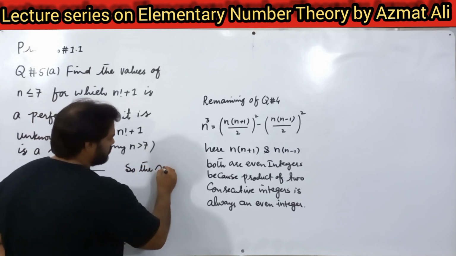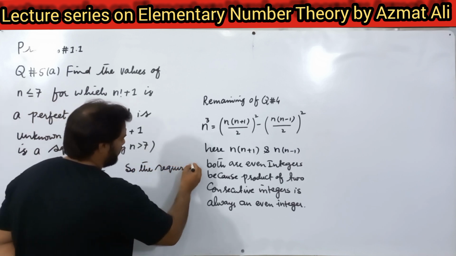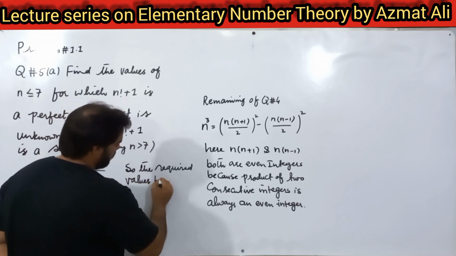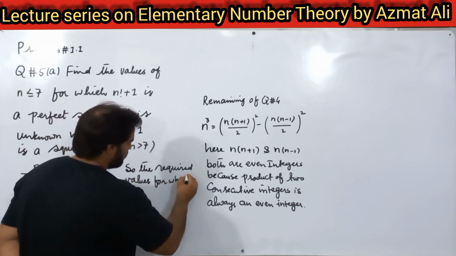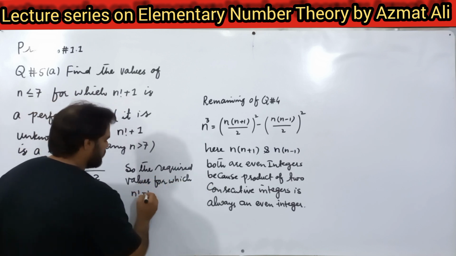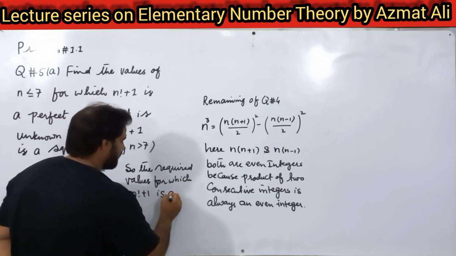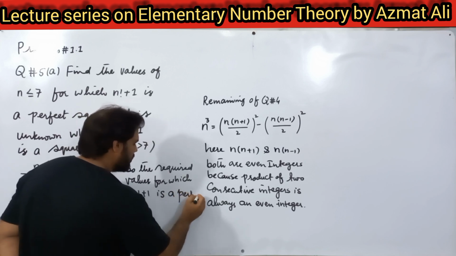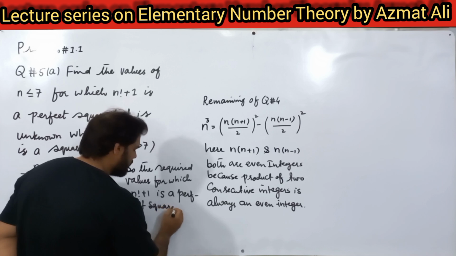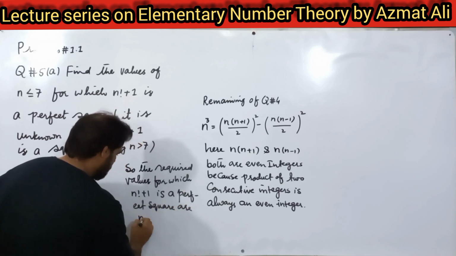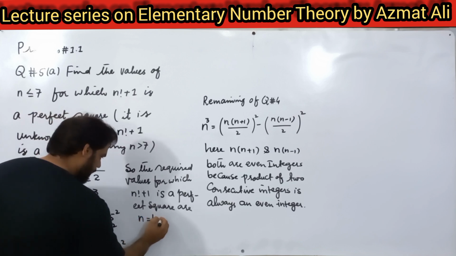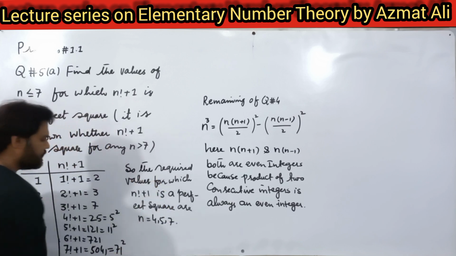So the required values of n for which n factorial plus 1 is a perfect square are n equal to 4, 5 and 7.